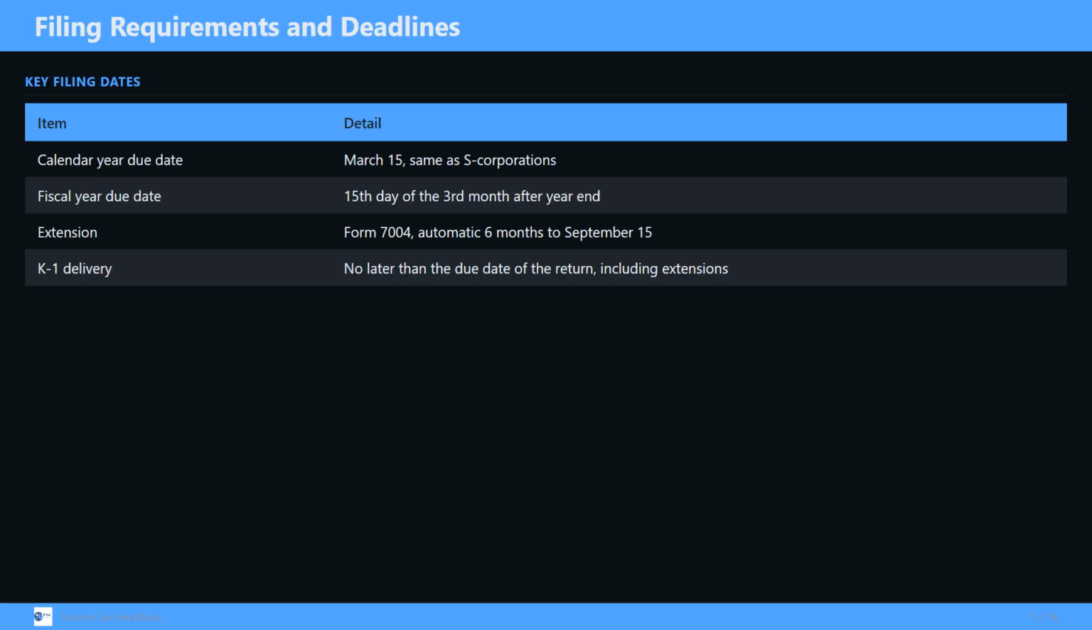The calendar year due date is March 15th, the same as S corporations, 1 month before individual returns, so partners can receive their K-1s in time for their own April 15th Form 1040. Fiscal year filers are due the 15th day of the third month after year-end. Form 7004 grants an automatic 6-month extension to September 15th, and since the partnership generally owes no federal income tax itself, there is usually no balance due with that extension. Schedule K-1 must reach every partner no later than the due date of the return, including extensions.